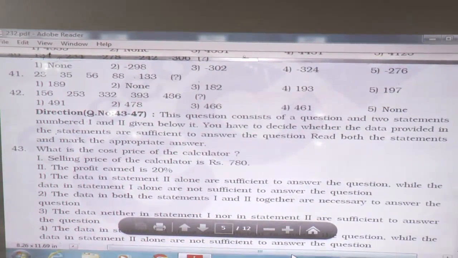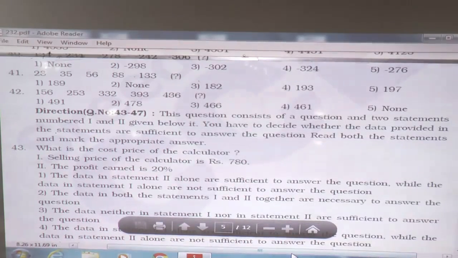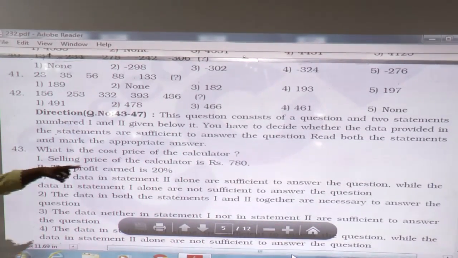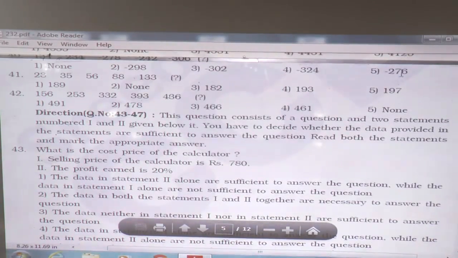Second one, the profit earned is 20%. Using 2 alone, will you get the answer? No. Using 1 and 2? Yes. 120% is 780. 100% is how much? You can get your answer. Need not calculate, but it is enough if you confirm.